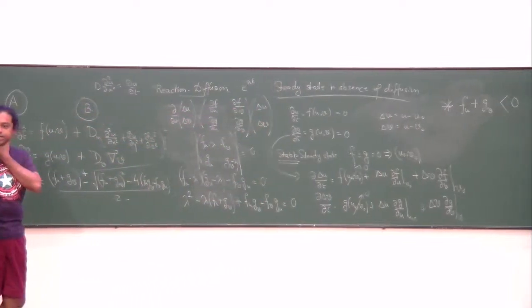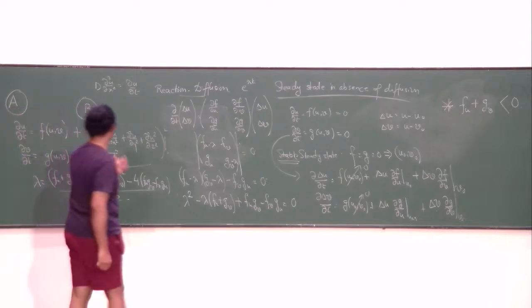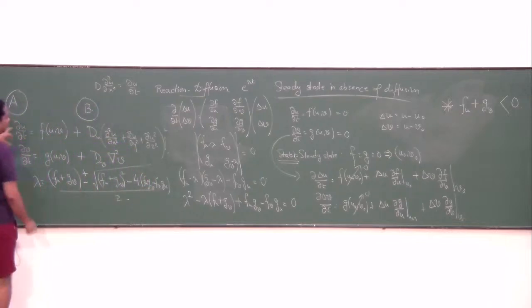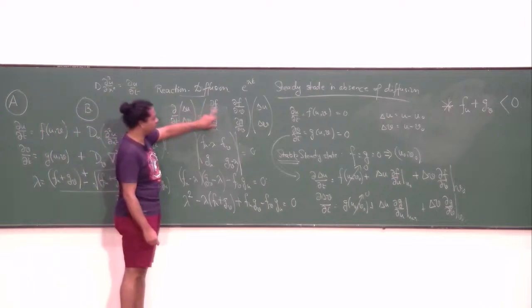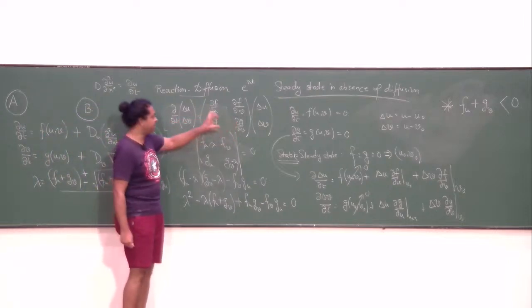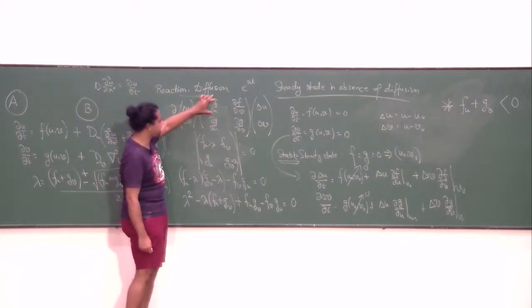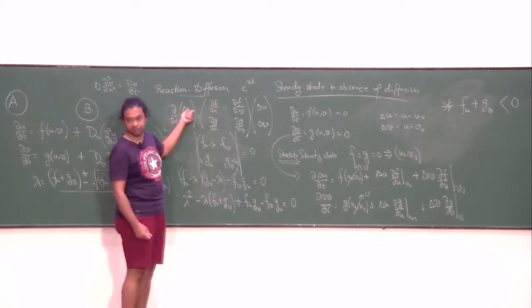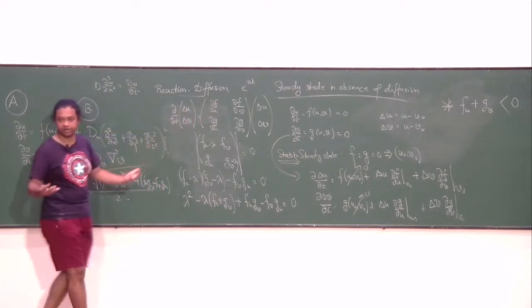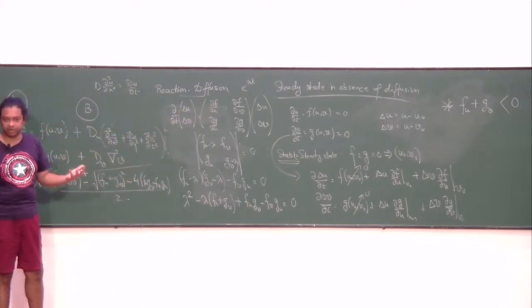That immediately rules out certain types of interactions for as far as Turing patterns go, right? Remember what is Fu, del F del U, what is Gv, del G del V. Fu measures the change in F when you're changing U itself, right? So it's the auto-regulatory part of the chemical reaction.